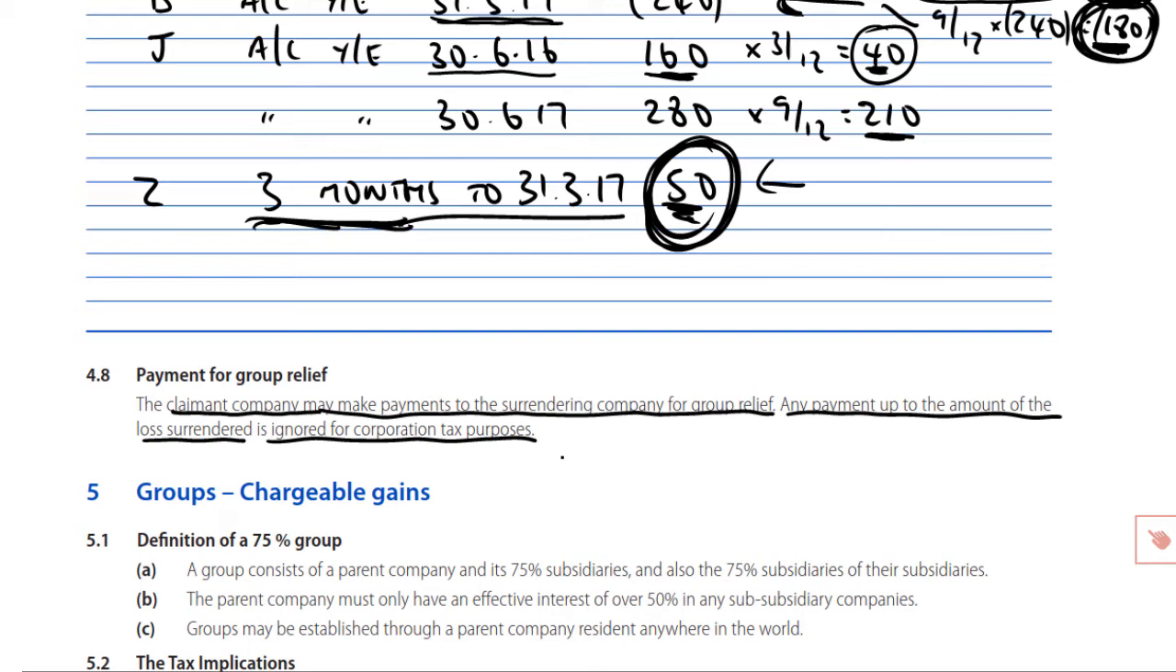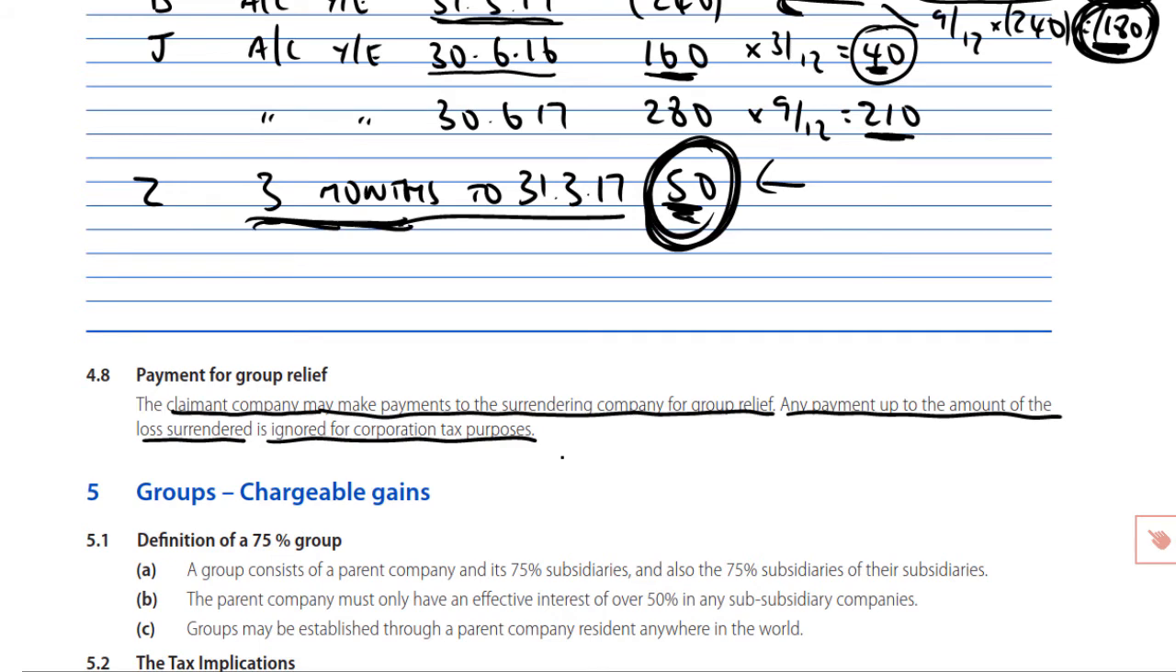So it would seem like a perfectly fair and reasonable thing to do to make the payments from the claimant to the surrendering company. Again, remember, if you want to do it, you can do it, and if you do it, then those payments and receipts are outside the scope of the taxation system. But if you don't want to do it, there is no requirement to do so. Down to you to decide.